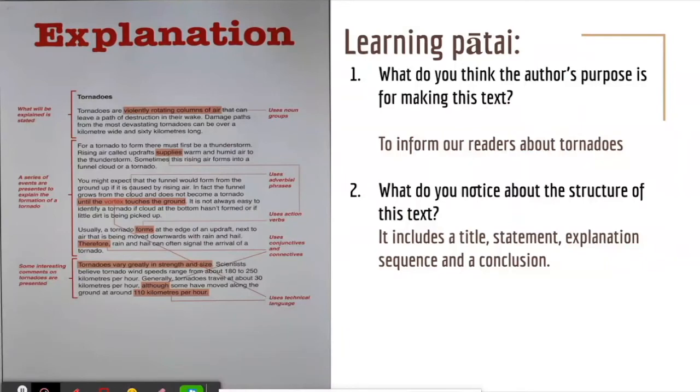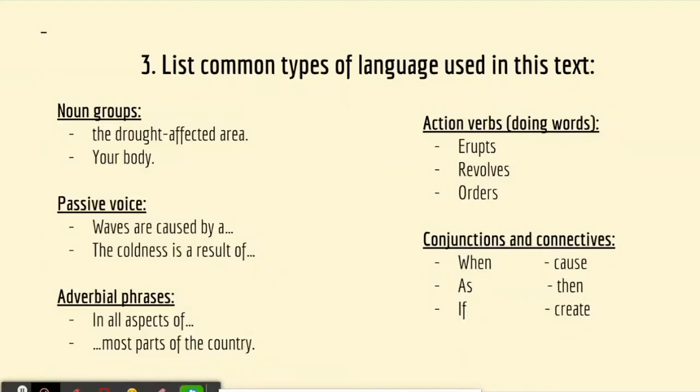Awesome. So, what do you think the author's purpose is for making this text? It is to inform our readers about tornadoes. Question number 2, what do you notice about the structure of this text? Well, it does include a title, a statement, the explanation sequence in the 3 main paragraphs, and it does include a conclusion. Awesome.